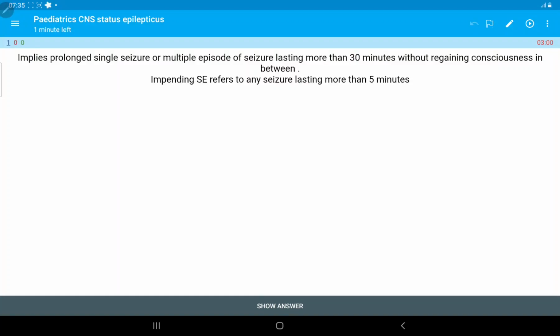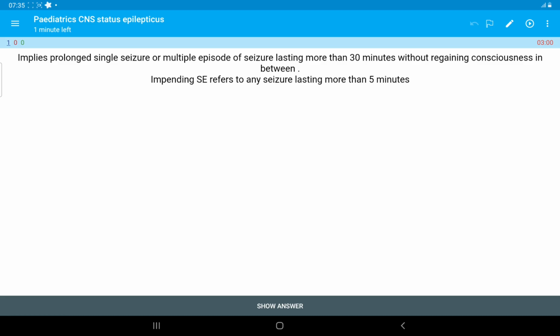Okay, we'll be talking about status epilepticus. Status epilepticus is defined as a prolonged single seizure or multiple episodes of seizure lasting more than 30 minutes without regaining consciousness in between. Okay, this is status epilepticus.